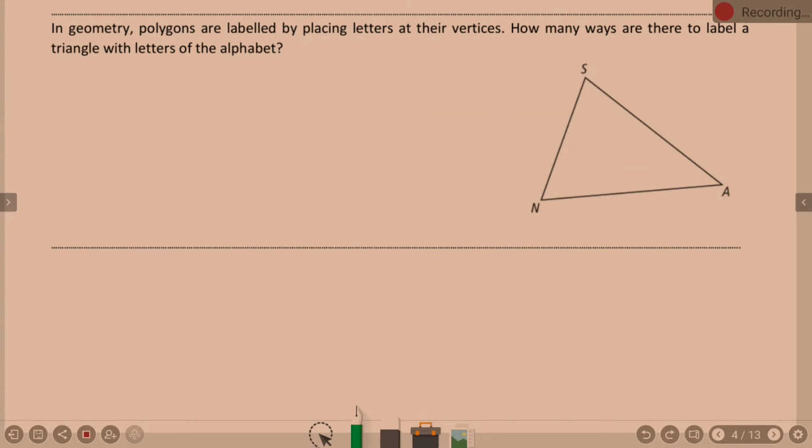In geometry, polygons are labeled by placing letters at their vertices. How many ways are there to label a triangle with letters of the alphabet? So, a triangle needs how many labels? Three. So I'm thinking first vertex, second vertex, third vertex. So we have three spots to fill. Thoughts on what we're filling them with?